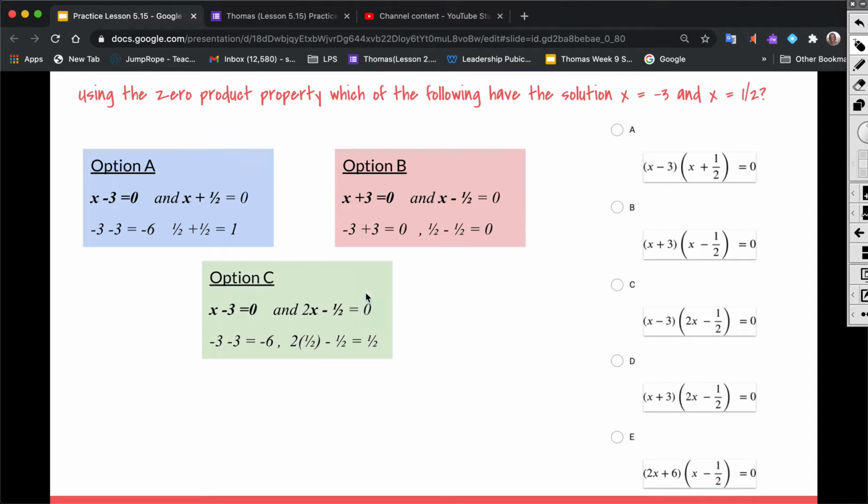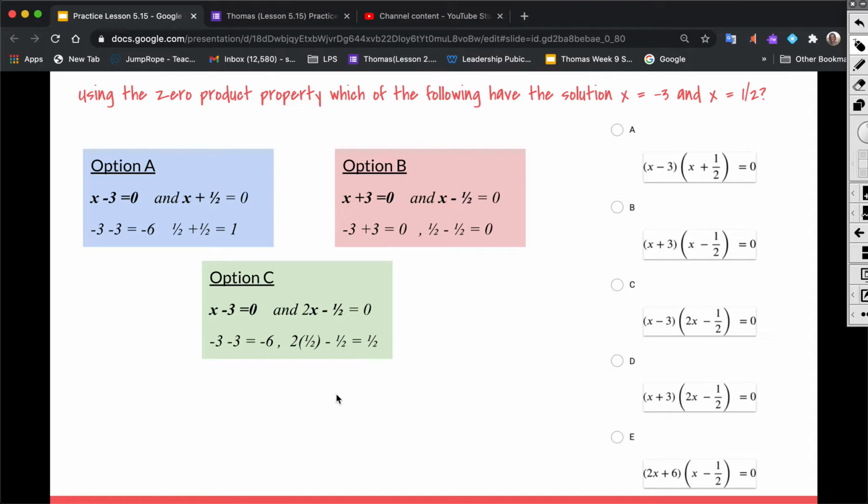Let's look at option C. The first factor is x minus 3. The second one is 2x minus 1/2. So if I replace x equal to negative 3 in the first factor, I end up with negative 6. And when I replace x with 1/2 in the second factor, I get 2 times 1/2, that's 1. 1 minus 1/2, that's 1/2. So both of my results are not equal to 0, so I know that doesn't work.